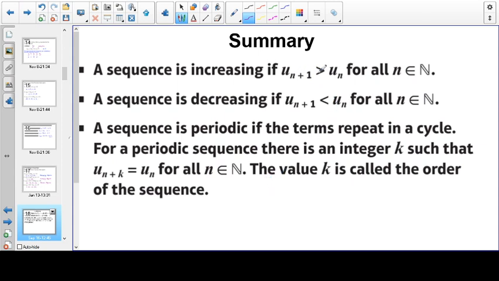So if one term is bigger than the previous term, for all positions, it's increasing. If it's less than the previous term, for all terms, then it's decreasing. And if it's periodic, then the terms repeat in a cycle. Okay? So that's just the summary of that. So you might be asked, once you've written your sequence, to describe what type of sequence it is.